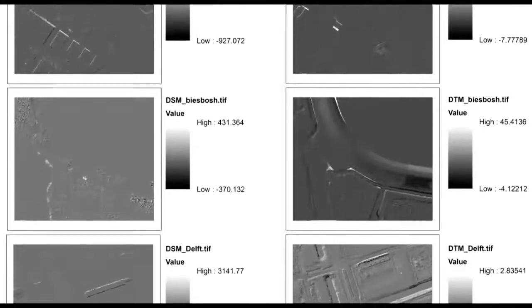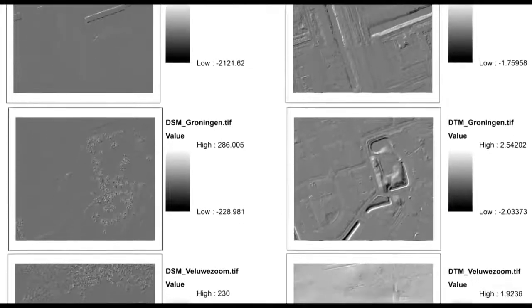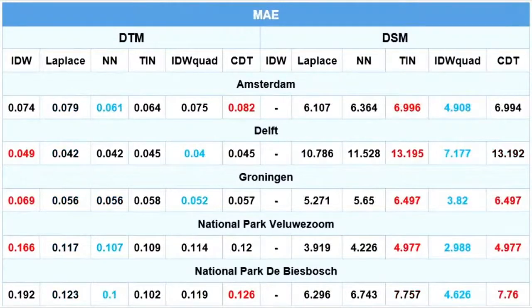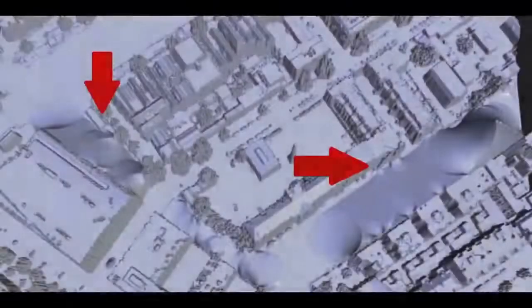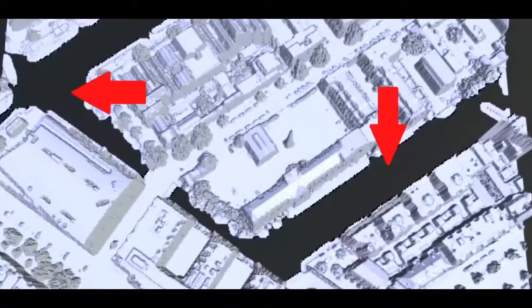We calculated the vertical differences between the raw AHN point cloud and the resulting raster images, and we computed the root mean square error and mean absolute error for each interpolation method. Our initial DTM and DSM results suffered from some artifacts that we fixed later with some post-processing flattening algorithms we developed.